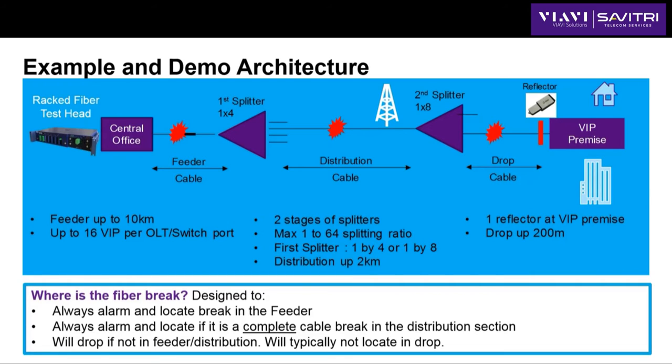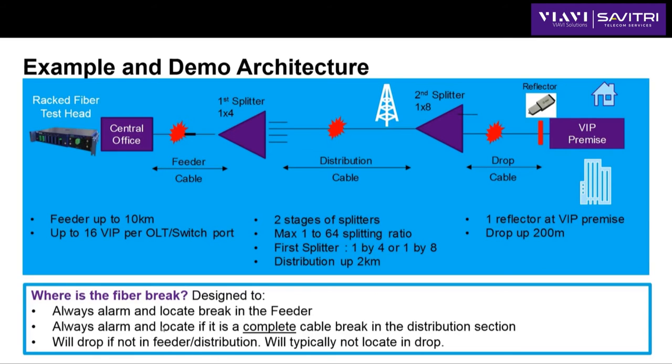So we want to know, where is the break, right? So it's designed to always alarm and locate a break in the feeder cable. And the reason for that, of course, is that everybody downstream here is affected when our feeder has a break. It's very critical that our feeder is always up and running. We want to know of an issue right away.